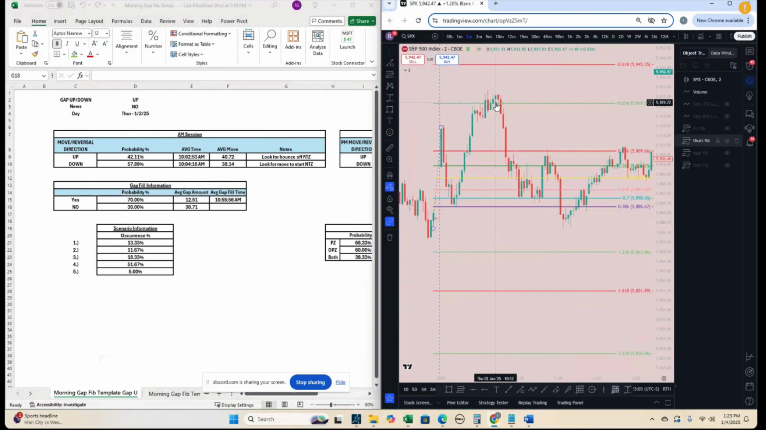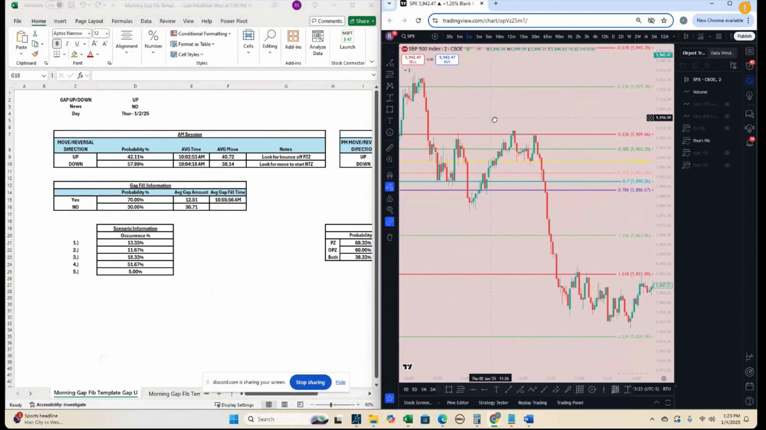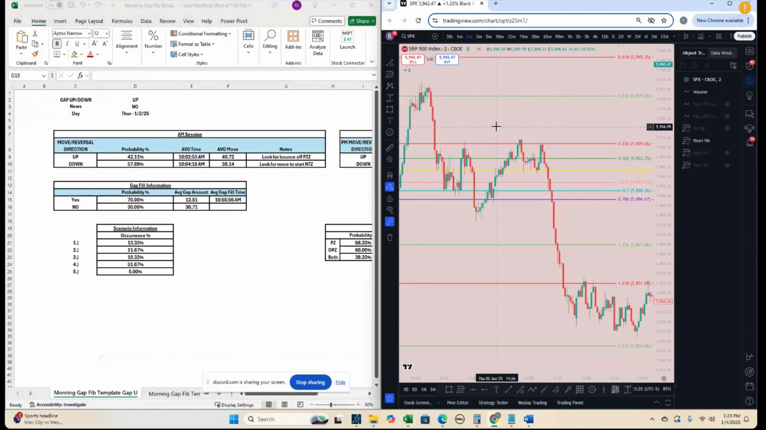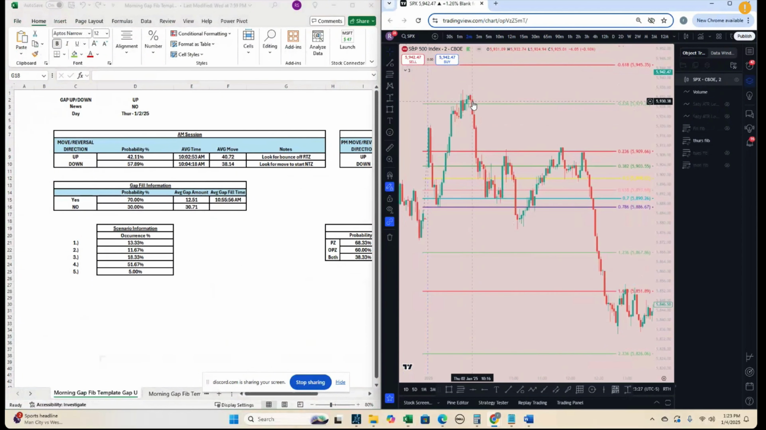So it just happens that on Thursdays in which we gap up, we usually go down. The higher percentage area that we go down from is NTZ. Although it may not be that much of a difference, if it's 30% and all the other ones are 20%, I'm going to say look for a move to start in NTZ. Now, mind you, here I would say that the move started actually from PZ and then went down, right?